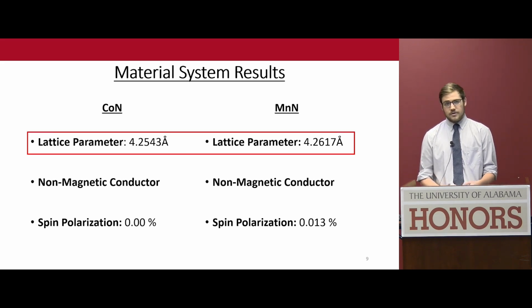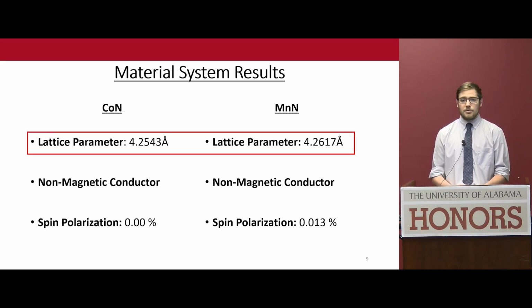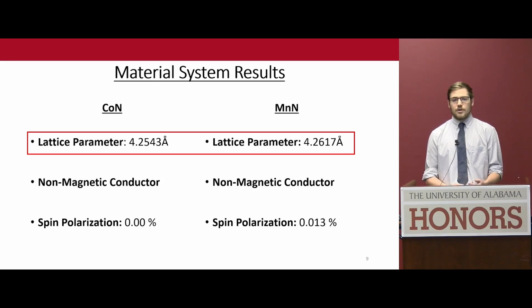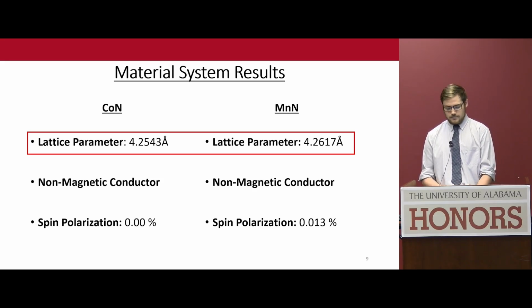When we look at the effects that the UJ values had on our output data, we'll be comparing lattice parameters that we calculated for each of these runs to these initially calculated lattice parameters here.